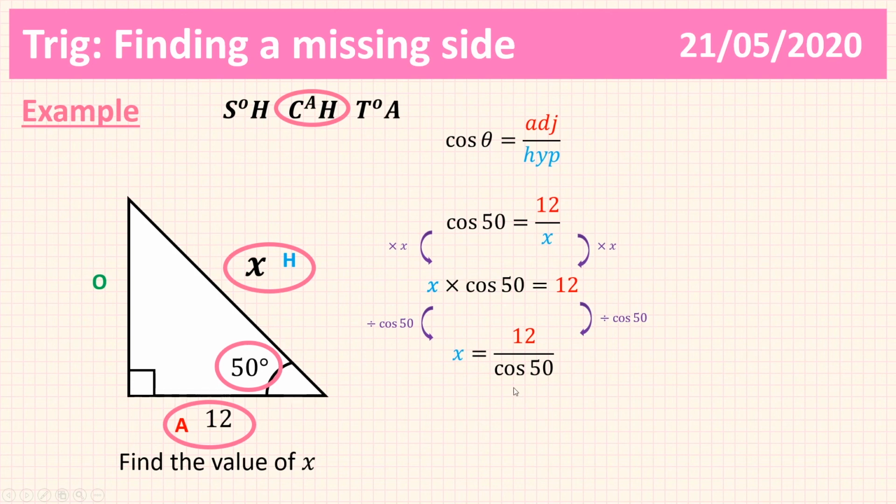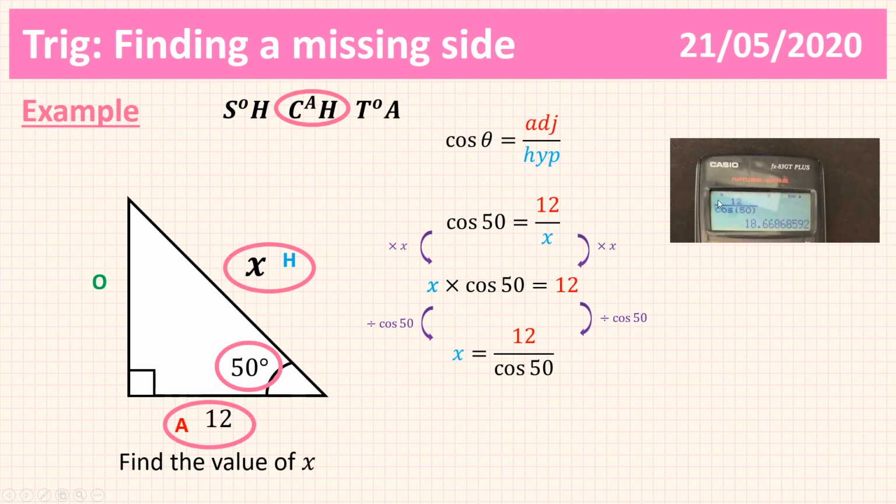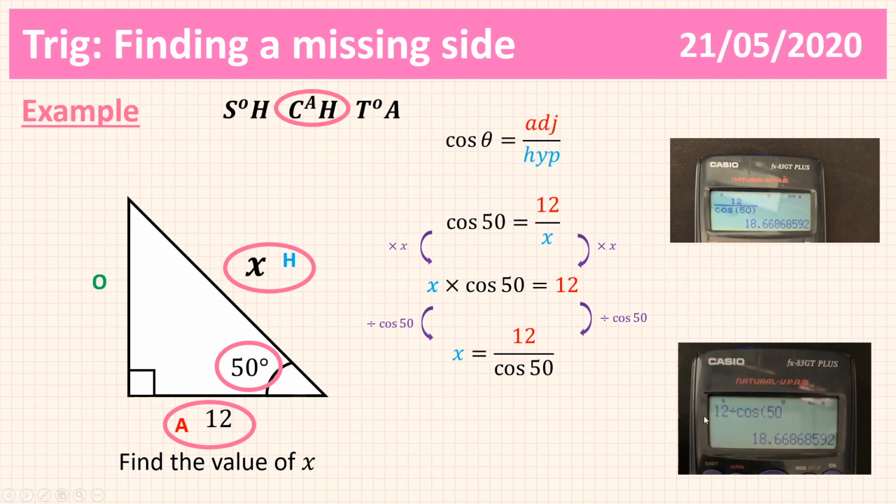I can then calculate this by putting it in my calculator. I can put it in like this, where I just write it as a fraction. Or I can do 12 divided by cos 50. Notice I don't have to close the bracket here, whereas if I write it as a fraction, I have to close the bracket. Once I've done that, I can round it. In this question, I've rounded it to one significant figure, and I've got my answer.